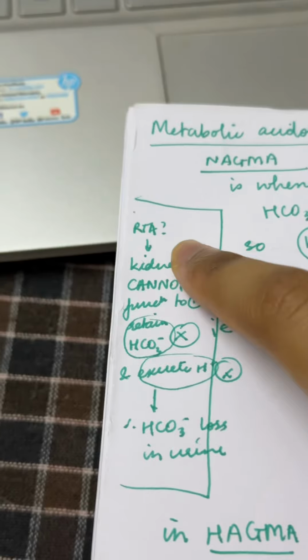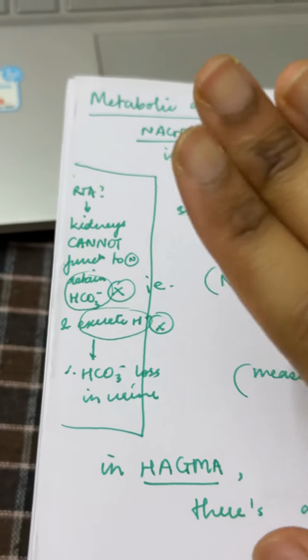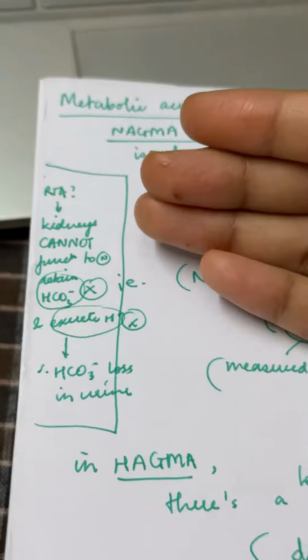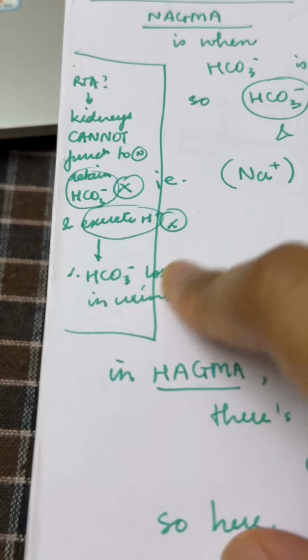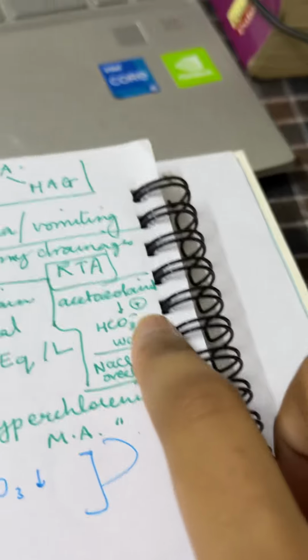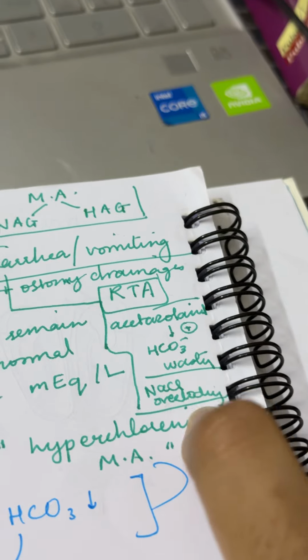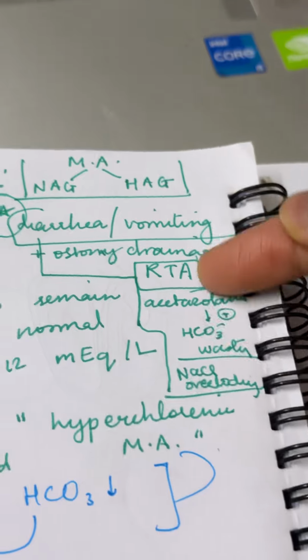This is your NAGMA. It's also seen in renal tubular acidosis, which you know to be a functional disorder of the tubules. Normally, the renal tubules retain bicarbonate and excrete H+, but since they're not able to function, HCO3 will be lost in the urine. NAGMA can also be caused by acetazolamide, which will cause bicarbonate wasting, and sodium chloride overload. Remember all these causes for NAGMA.